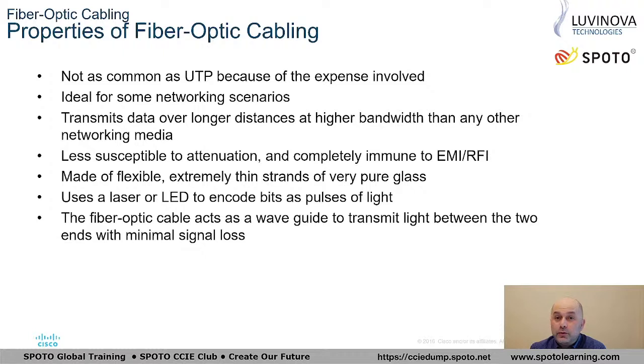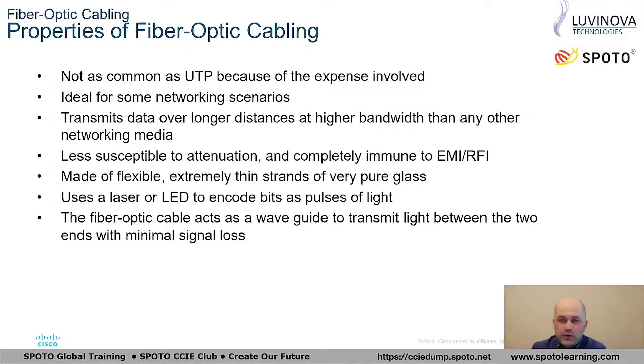It is less susceptible to attenuation and completely immune to EMI or RFI. Why? Because the carrier of the data in fiber optic is light impulses. It's not affected by EMI or RFI. It is made of flexible, extremely thin strands of very pure glass, and uses a laser or LED to encode the bits as pulses of light.